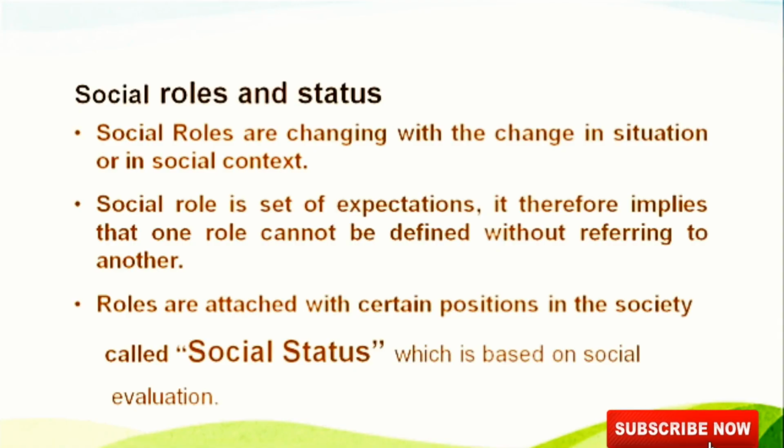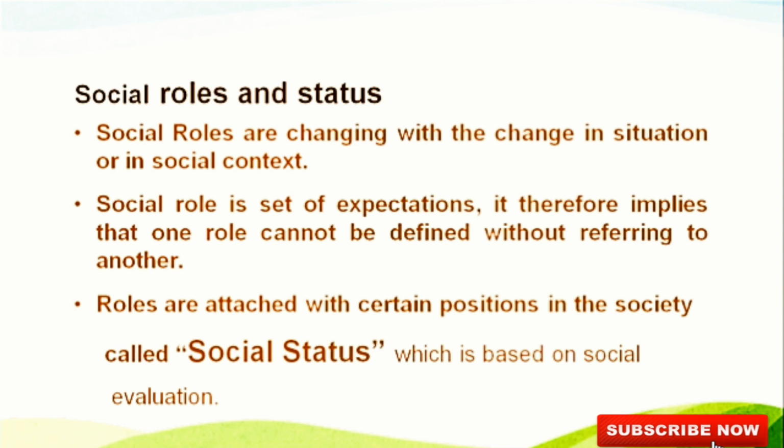Now we can easily understand that our social roles are ever changing as we face changes in our situations and social context. So we can say that social role is a set of expectations. It therefore implies that one role cannot be defined without referring to another. For example, the role of a teacher cannot be defined without defining the role of a student. Similarly, the role of a mother cannot be defined without defining the role of a child. So all these roles are interdependent.